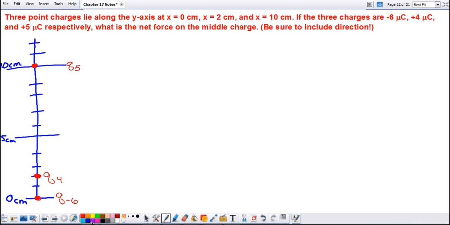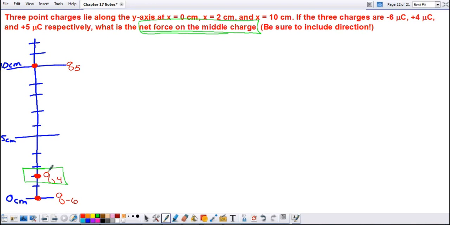Now, the question asks us, what is the net force on the middle charge? Okay? So I'm going to make sure that I know I'm talking about the middle charge the whole time by putting a box around the middle charge, to remind myself which charge I'm trying to figure out. Because there's going to be a force on Q5, there's going to be a force on Q4 from each other, there's going to be a force on Q5 because of Q6, there's going to be a force on Q4 because of Q6. We've got a lot of things going on. I want to remember this is the one I'm focused on.